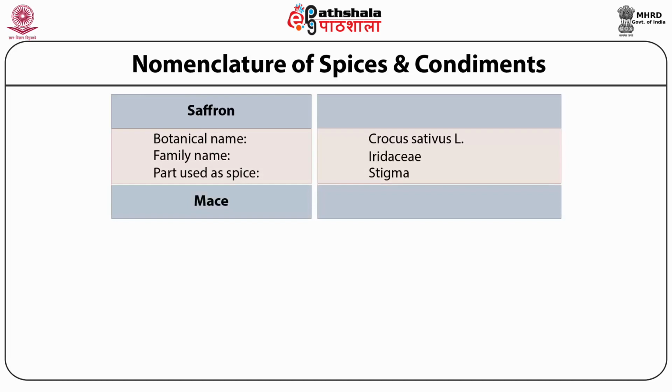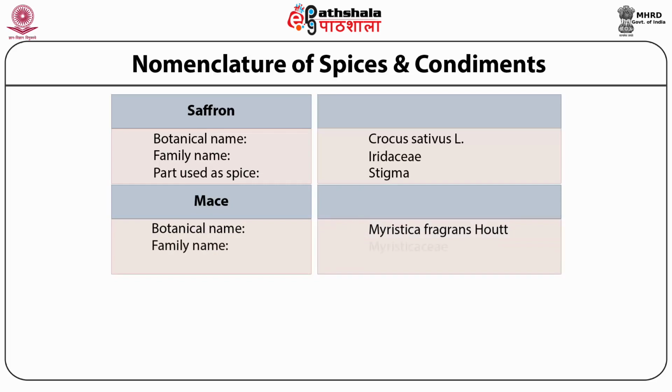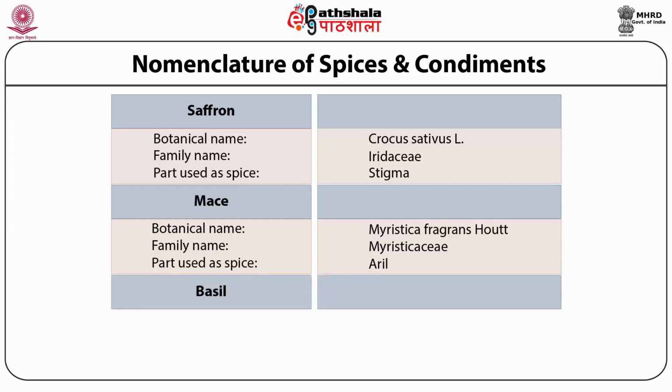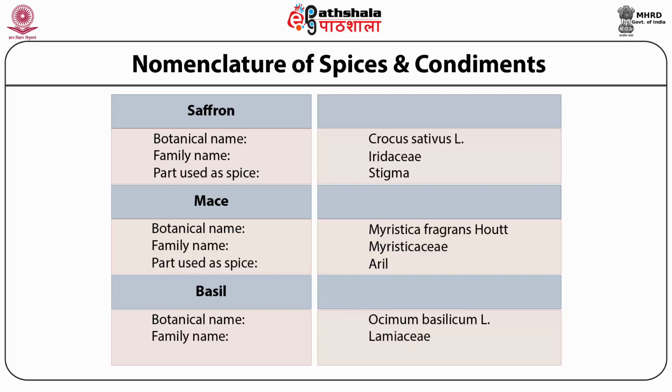Mace. It's botanically called as Myristica fragrans Houtt. It belongs to the family Myristicaceae and the part of the plant used as spice is the aril. Basil. Basil is botanically called as Ocimum basilicum and it belongs to the family Lamiaceae. The part of the plant used as spice is the leaf.